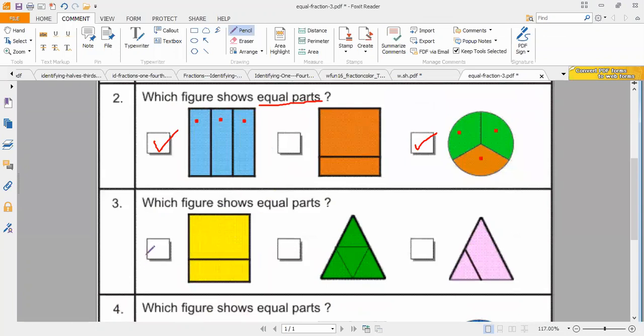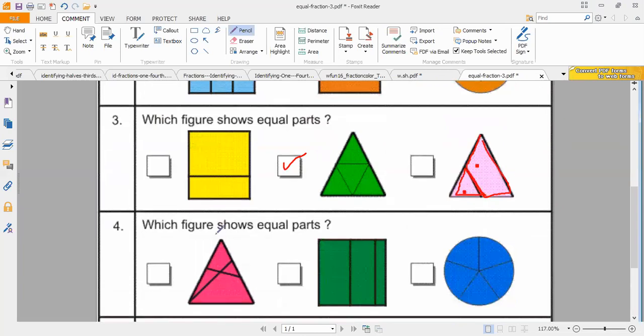Batoul, which figure shows equal parts? Number 2, number 3. Okay, how many parts here? 4. We said equal parts means the same size and the same shape. You said number 3, right? Is this part the same as this part? No, this is a triangle. But this is a quadrilateral. They are different, so this is not a shape with equal parts.